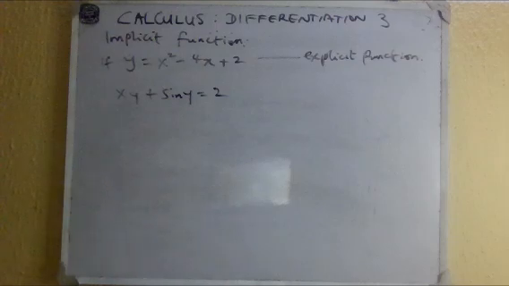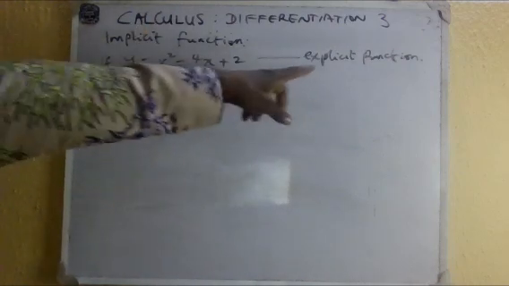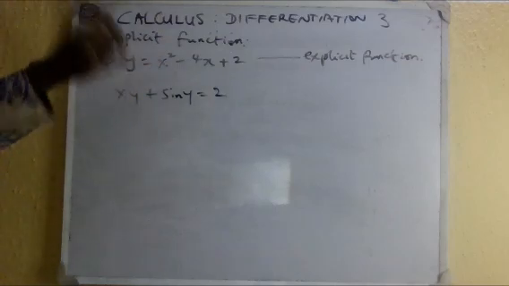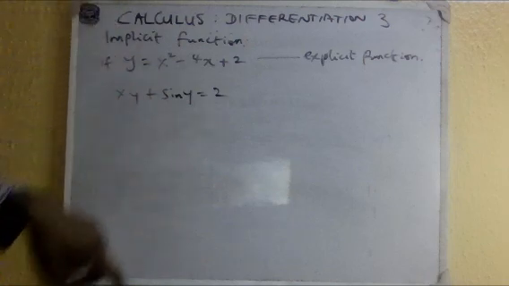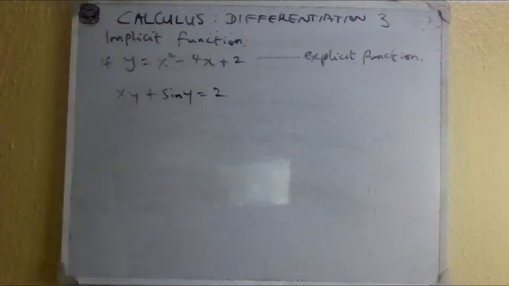So how do we do implicit? Implicit is inside, explicit is outside. Explicit is outside, y is outside. You understand? But implicit, y is inside. So how do you deal with things like this?